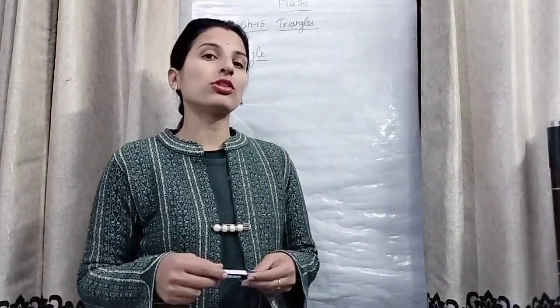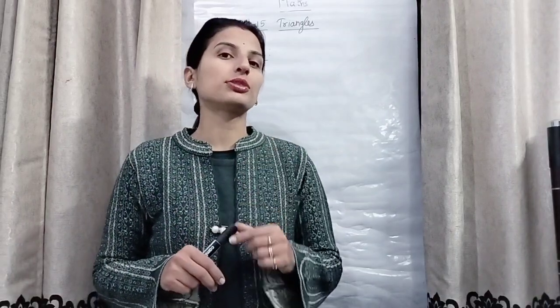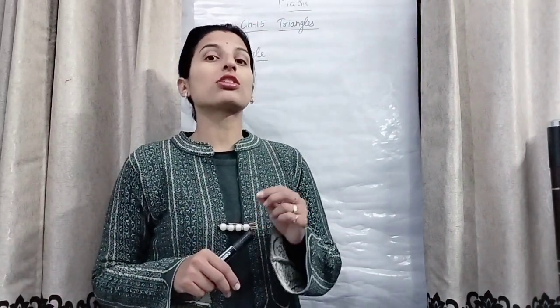Hello everyone. Today I am going to explain chapter 15 triangles. What is a triangle? But before knowing about the triangle, you should know what a polygon is. A polygon is any closed figure formed by a number of lines. So a triangle is the first polygon because it is a closed figure composed of three lines.